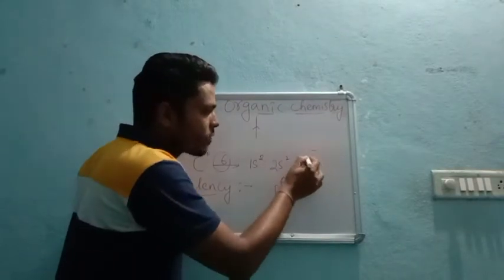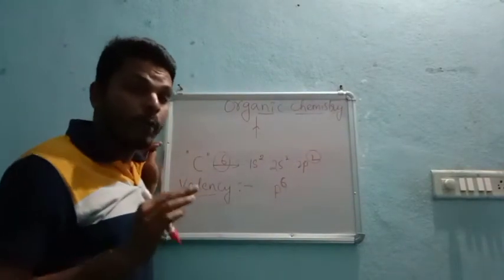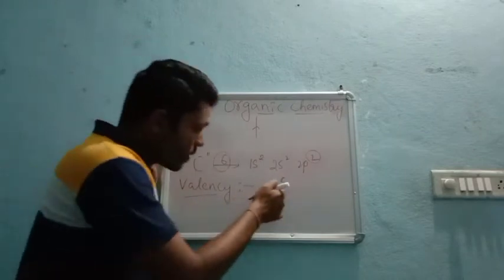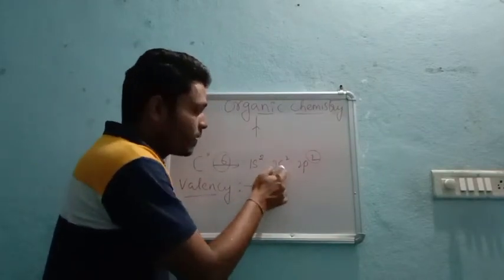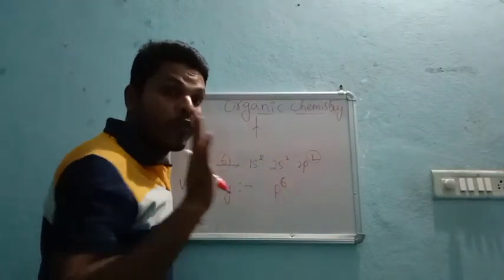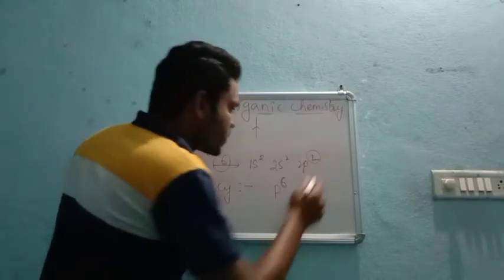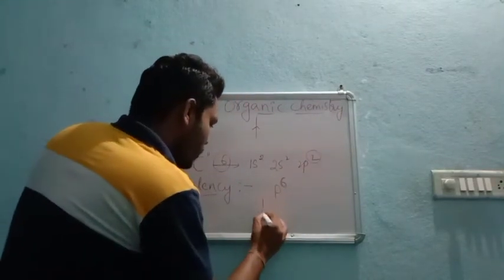But how many electrons do we have? Only 2. How many electrons are less to bring this electronic configuration? 4 electrons. So that's why the valency of carbon is 4.